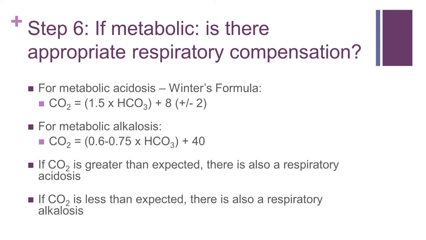In a metabolic alkalosis, the CO2 should equal about 0.6 to 0.75 times the bicarbonate, plus 40. Again, if CO2 is greater than expected, there is also a respiratory acidosis. If it's less than expected, there is a concurrent respiratory alkalosis.